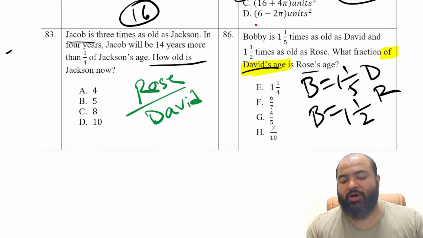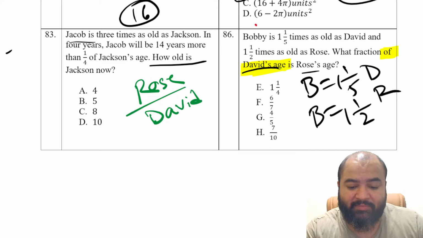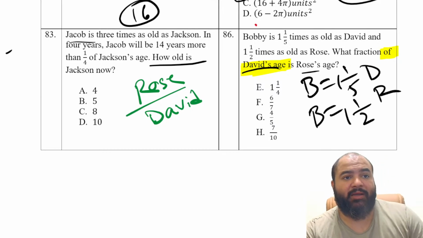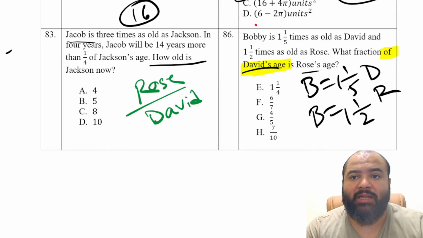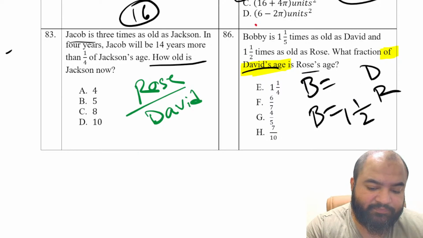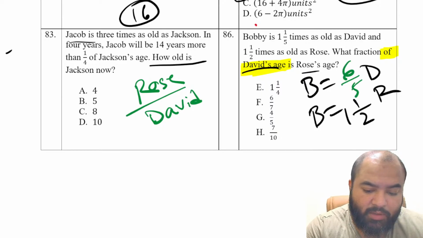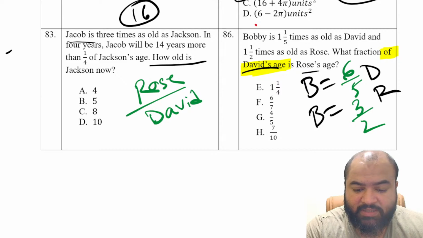Now, in one way you can pick numbers, if that's what you want, pick a number for Bobby, and based on that you can solve for David. But if you're okay with a little algebra, you can do that. Alright, so 1 1/5 means 6 over 5. And 1 1/2 means 3 over 2. Make sense?